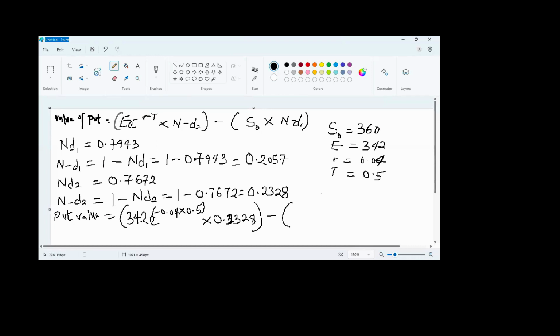Minus, open another bracket. XO, 360, multiply by N of minus D1, 0.2057. You can now get your put value.